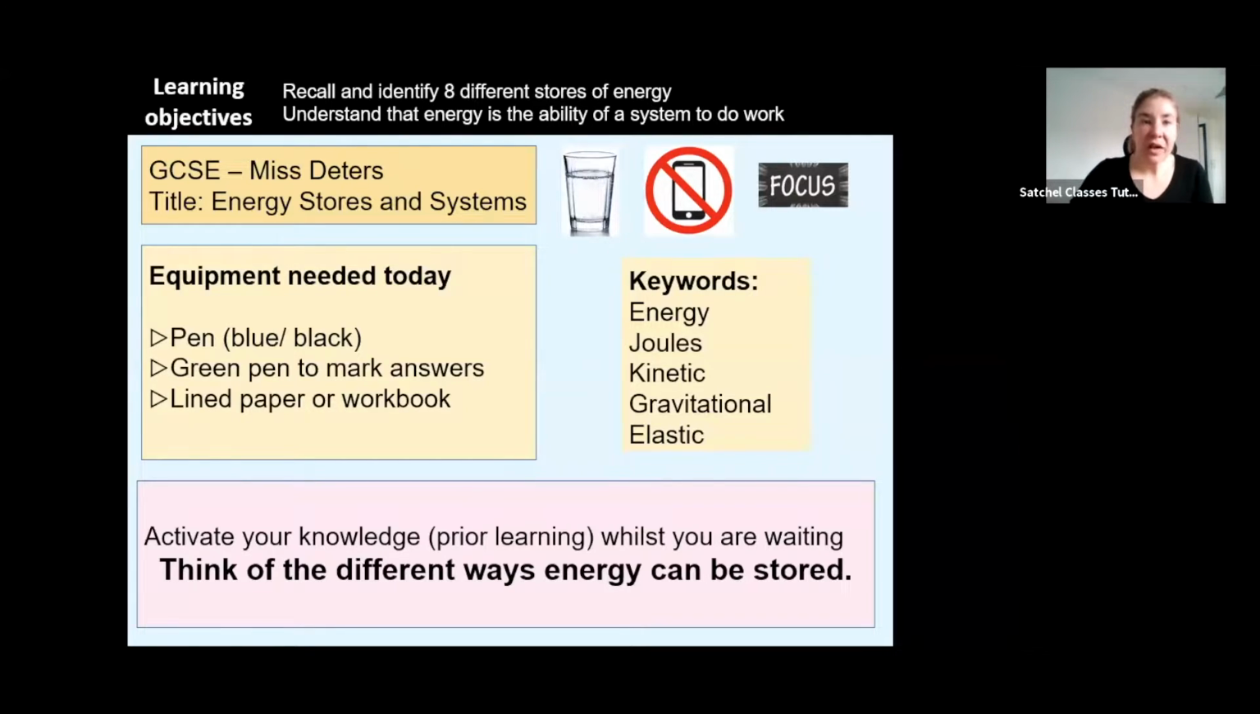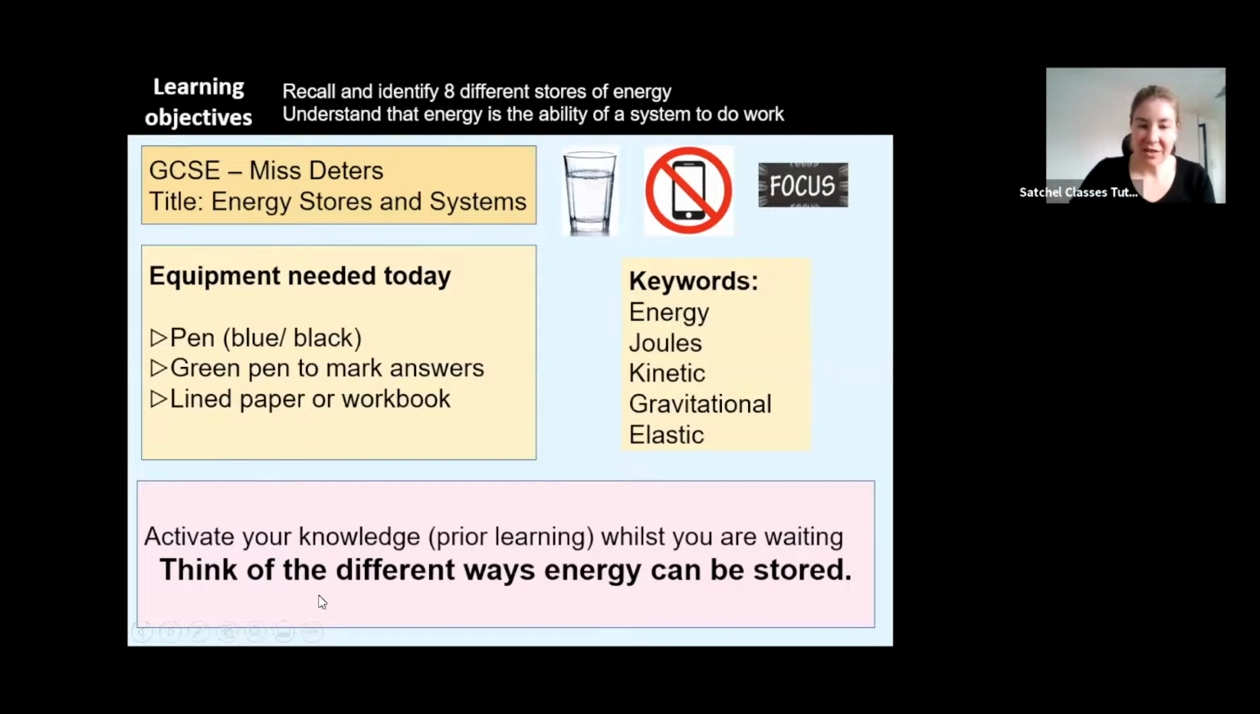So today we're going to be recalling the 8 different energy stores, okay, and we're going to be understanding that energy is the ability of a system to do work. There aren't many past paper questions on this, but we'll have a go at a couple, okay. Today's keywords are energy, joules, kinetic, gravitational and elastic. So hopefully this is going to bring back some of that information about energy stores that you might have done in year 7 or year 8.